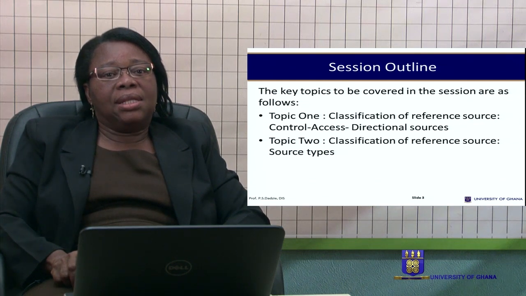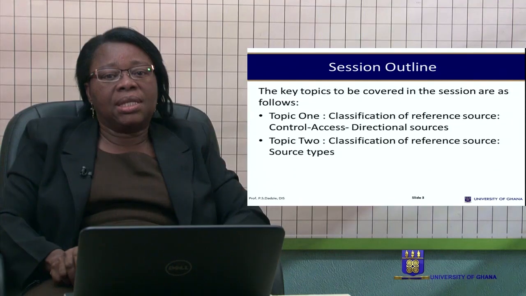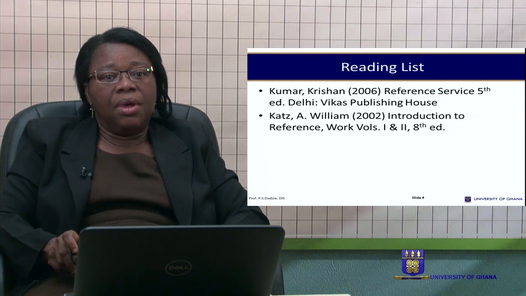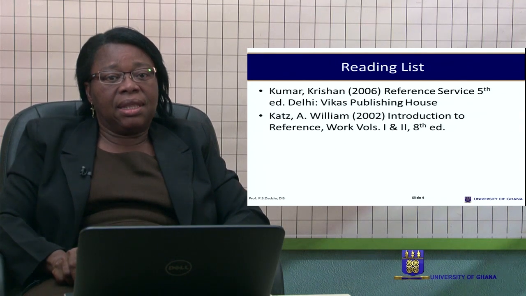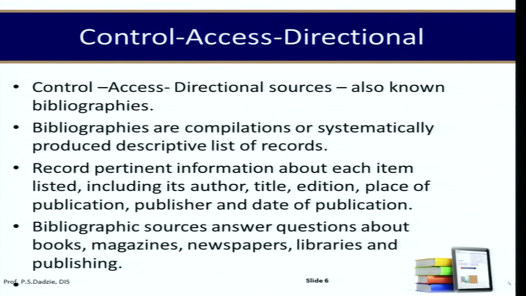Topic 1 will look at the classification of reference sources known as the control access directional sources, and topic 2 will look at classification of reference sources known as the source types. We have your reading list there for you to consult. So we start. What are control access directional sources?